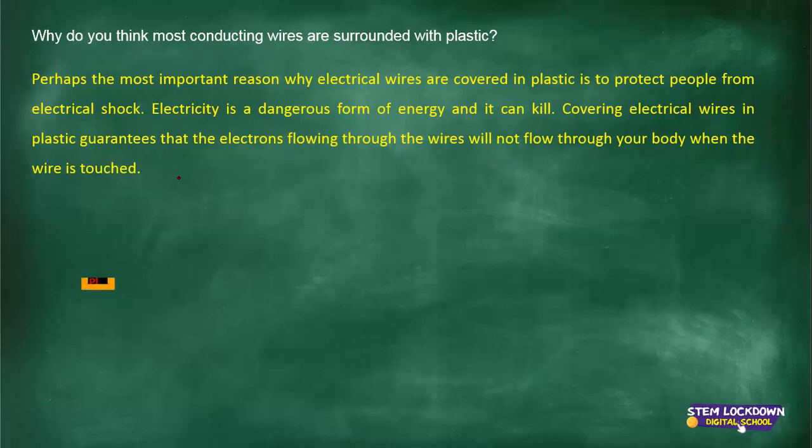So when they ask you why wires are covered with plastic, you're going to say it's going to protect you from electrical shock. If it's a 2 or 3 mark question, for 1 mark you would say it would protect you from an electrical shock. And then for 2 or 3 marks, they say, explain your answer. Your answer would be, electricity is a dangerous form of energy and it can kill you. Covering electrical wires in plastic guarantees that the electrons flow through the wires and will not flow through your body when you touch the wire. So you're basically being protected when you touch the wire.